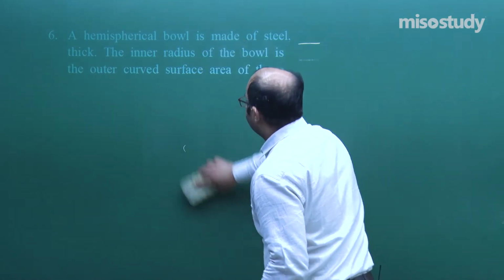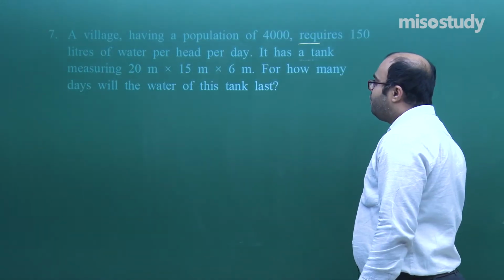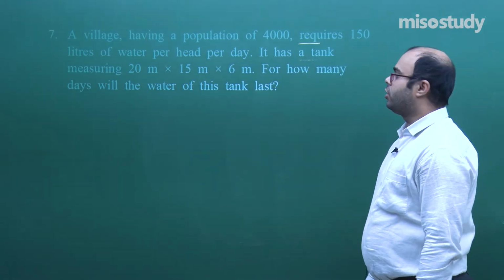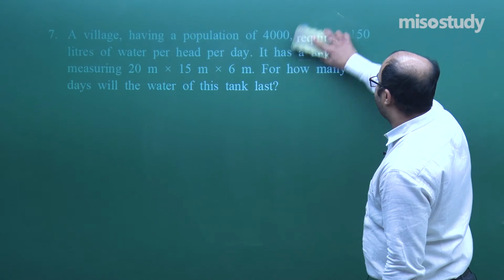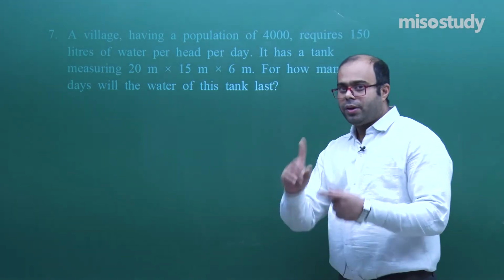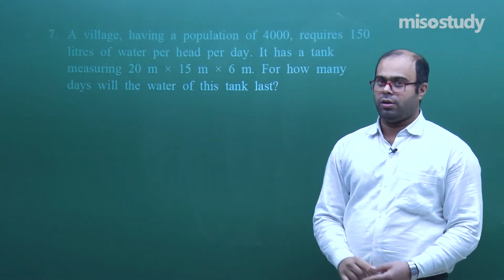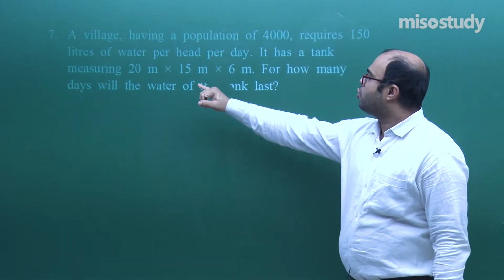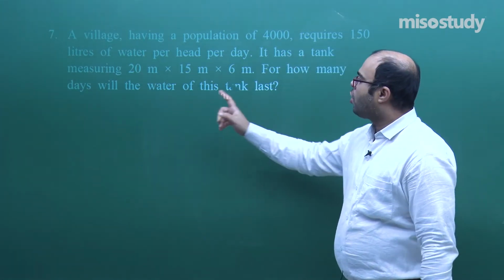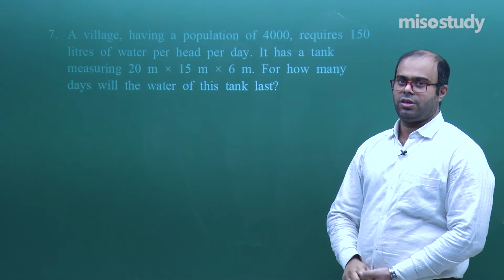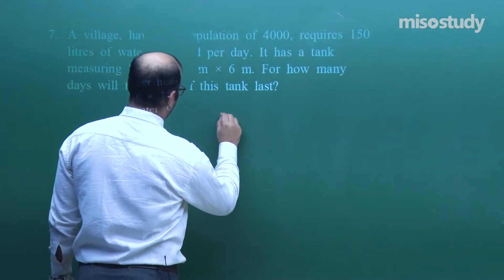Let us come to the next question, students, which is the 7th question. A village having a population of 4,000 requires 150 liters of water per head per day. So one person in a day uses 150 liter of water. It has a tank measuring 20 meter into 15 meter into 6 meter. For how many days will the water of this tank last? So first let us find the volume of this tank.